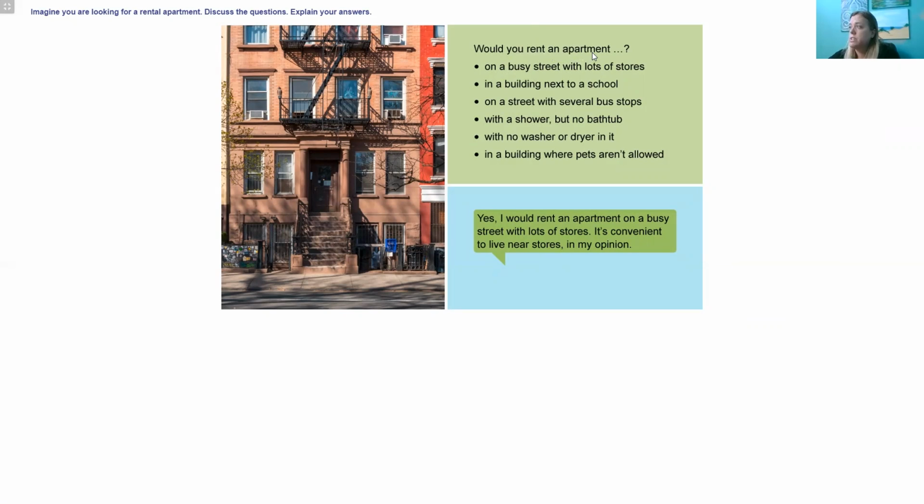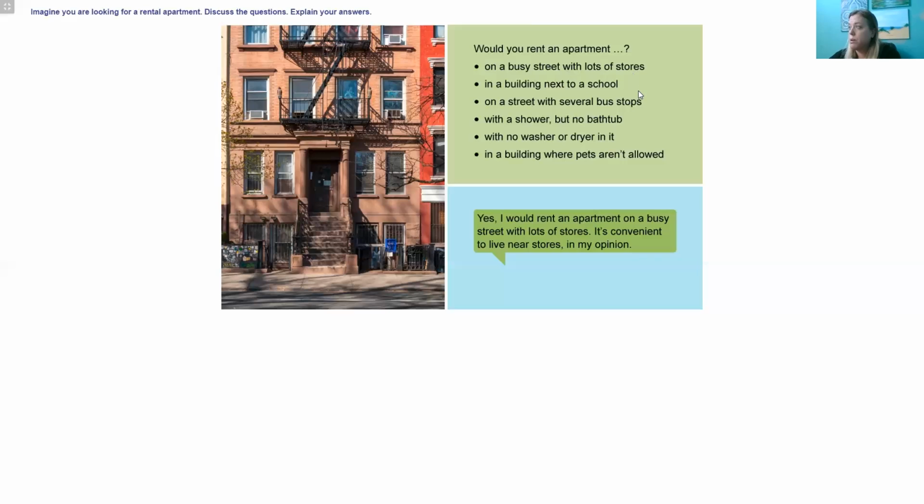So, would you rent an apartment on a busy street with lots of stores? Maybe that's something that's important to you. Yes, I would. I like going to stores. I like the convenience of having stores nearby. What about you?